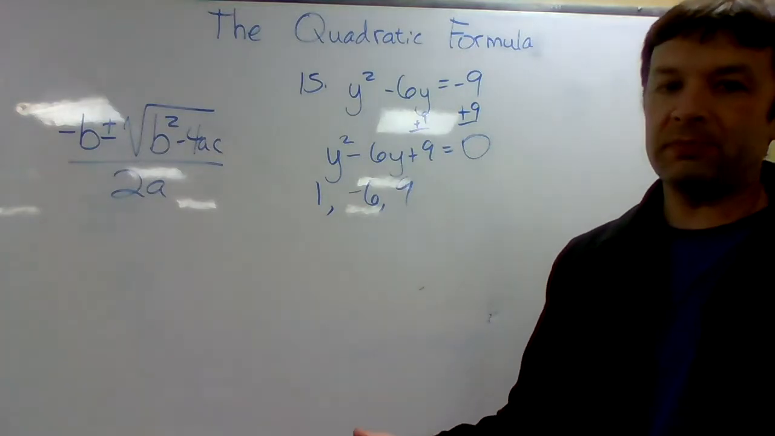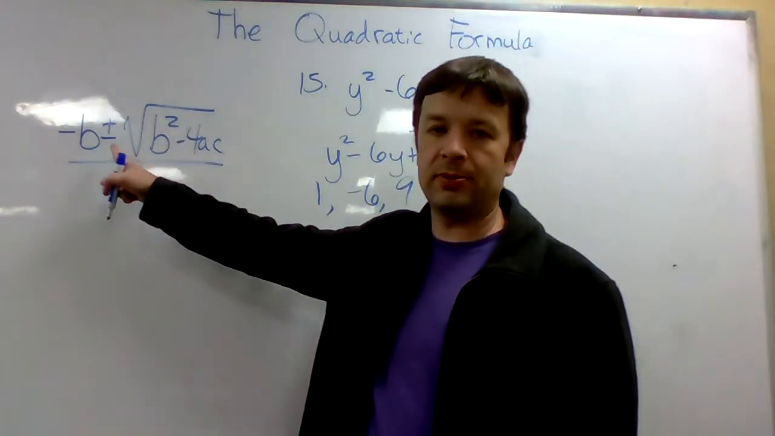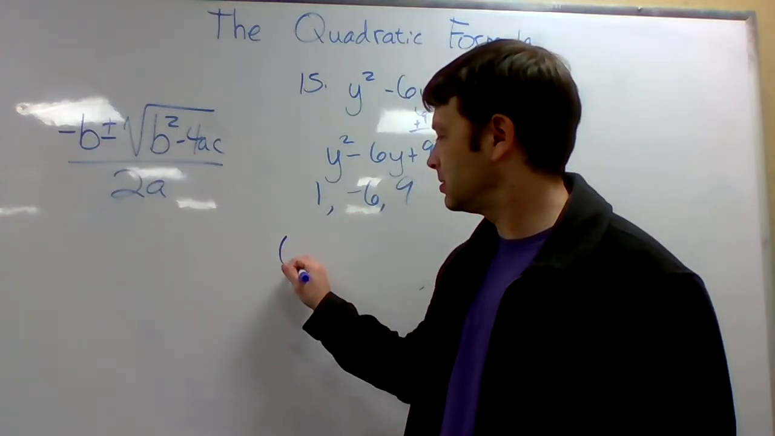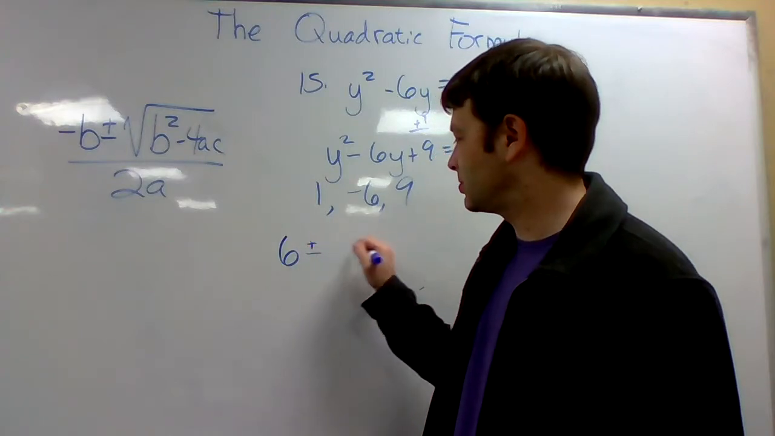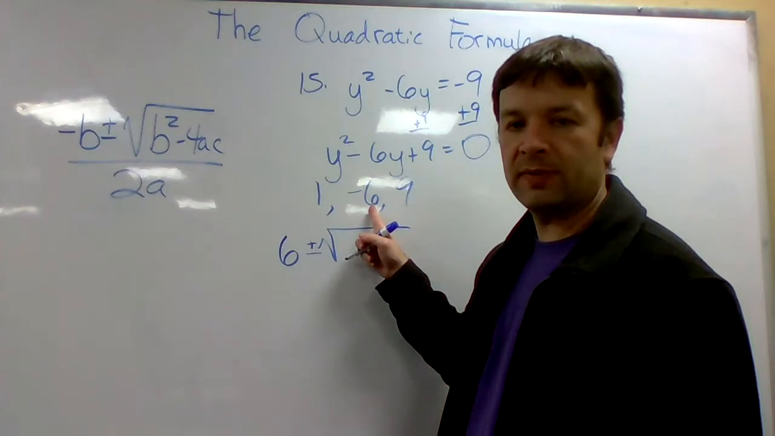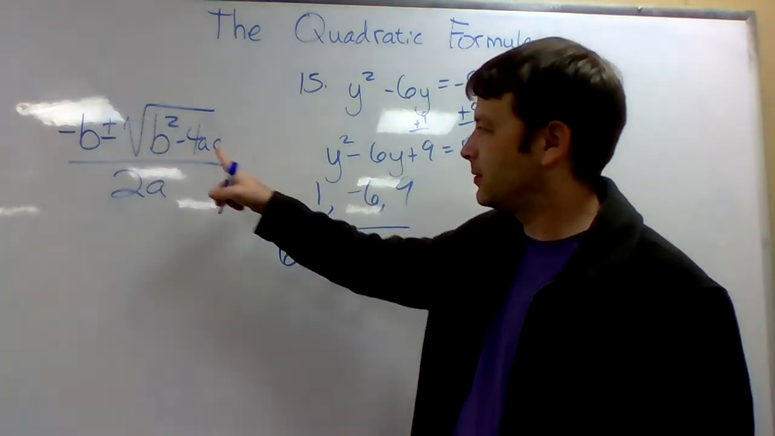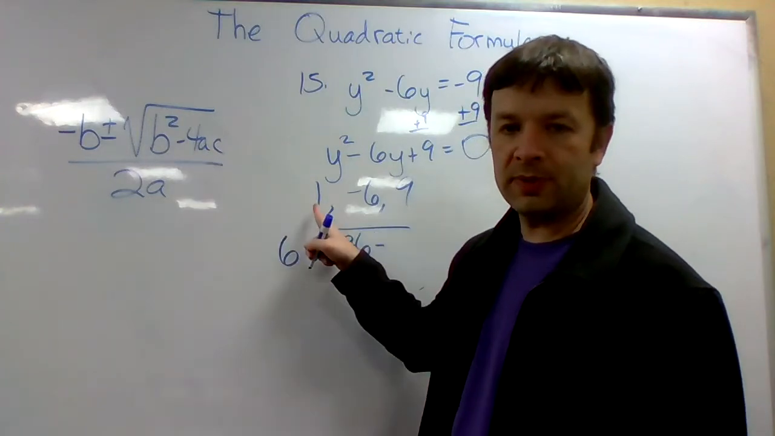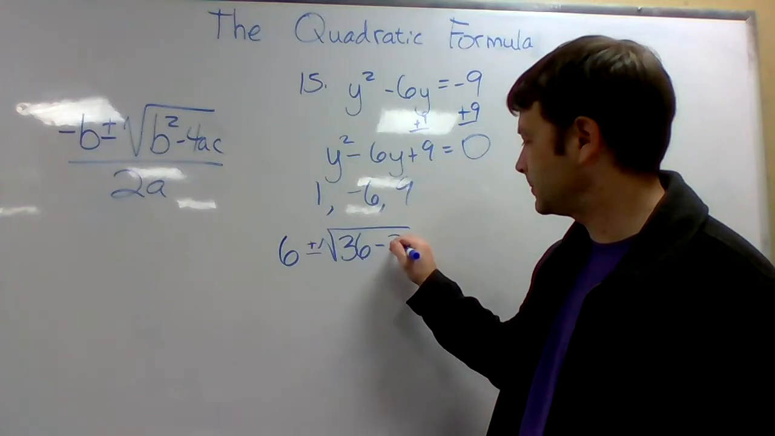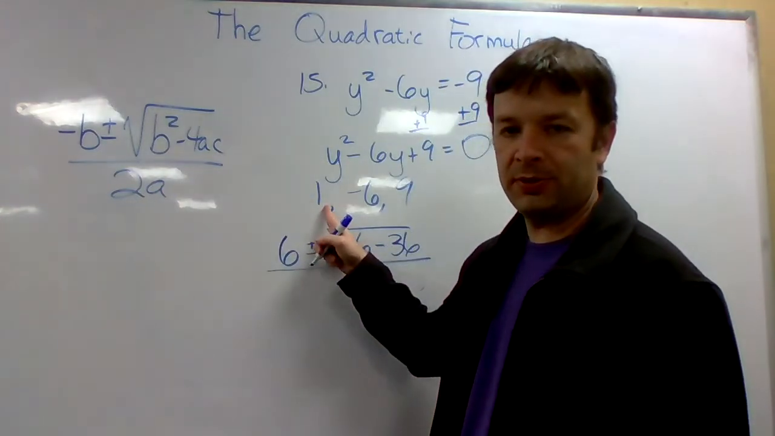If you get the positive and negative mixed up, everything's going to be messed up and you'll get the wrong answer. Okay, so here we go. Negative B, negative 6, positive 6, plus or minus, square root of B squared, negative 6 times negative 6, minus 4 times A times 1 is 4 times C times 9 is 36, over 2 times A, 2 times 1.